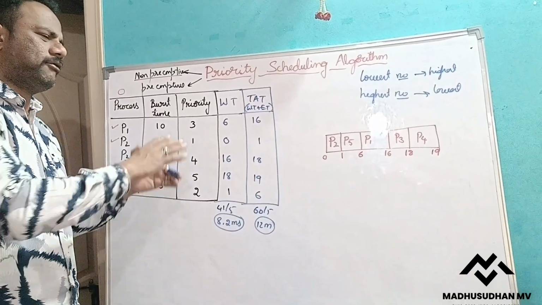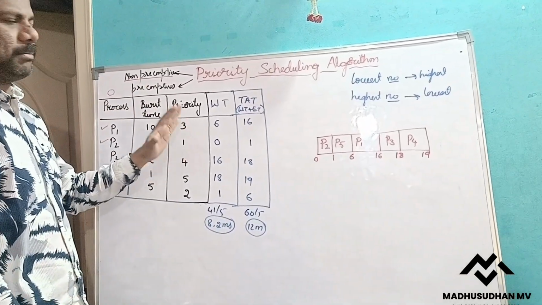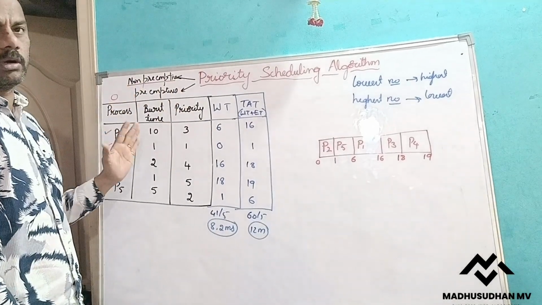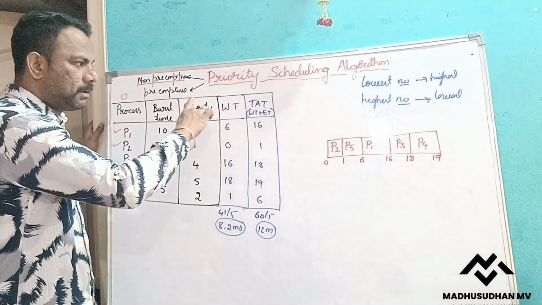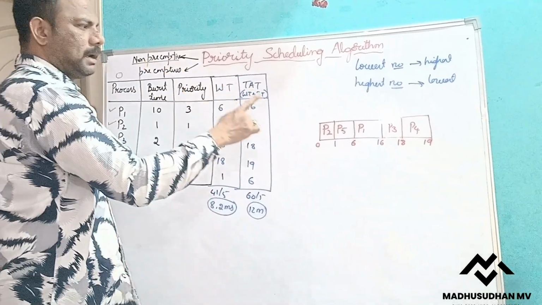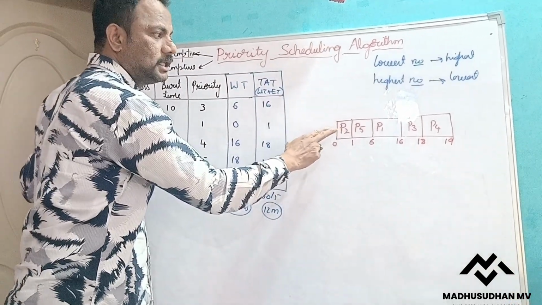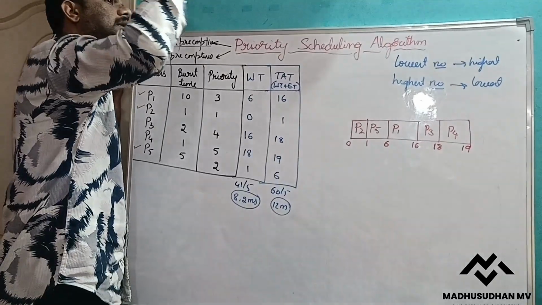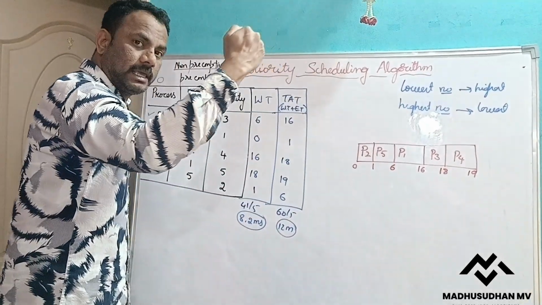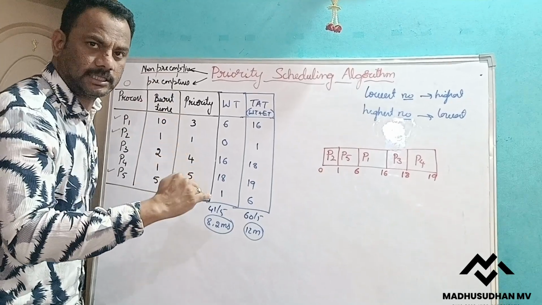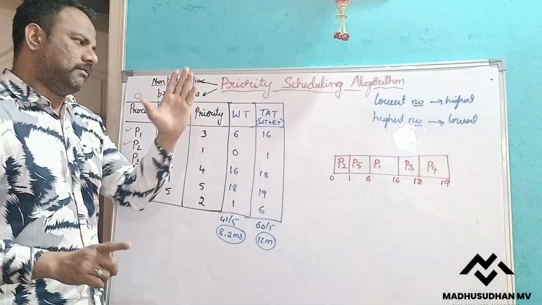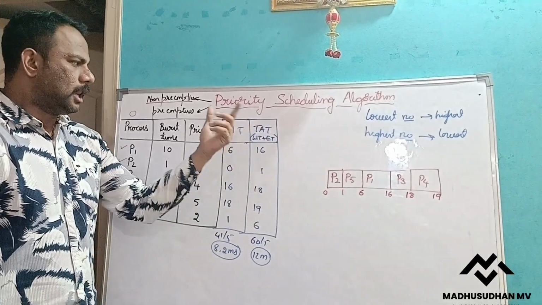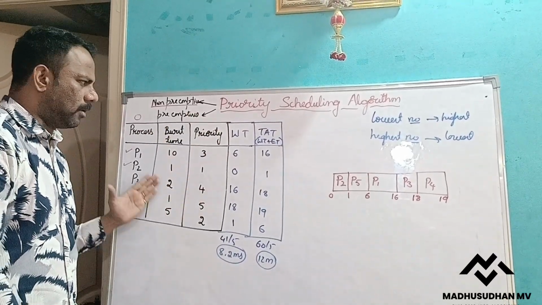Now let us apply the same thing for preemptive. Okay, hope you people understood this one. See, in non-preemptive, once we start any process, even if another process comes with a higher priority than the currently executing one, we are not stopping. We are completing it, then only taking the next one. That is non-preemptive.